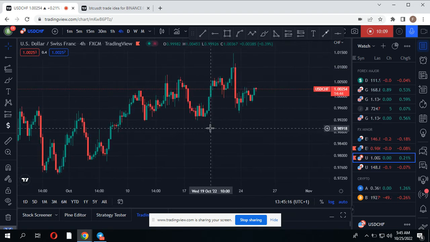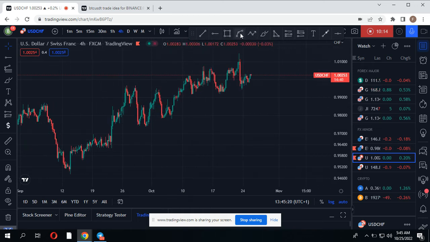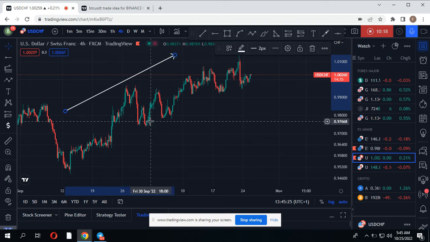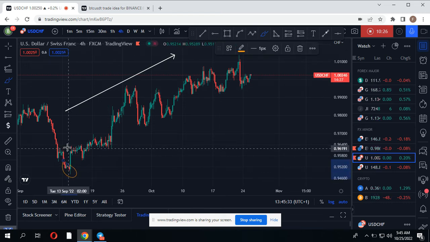Now let me get to the chart and we try to explain this. On this chart, this is a 4 hour chart, and on this 4 hour chart, what do you see? The first thing you spot here is an uptrend, a clear uptrend. And since this is an uptrend, how do you confirm it? You confirm an uptrend by identifying higher highs and higher lows.